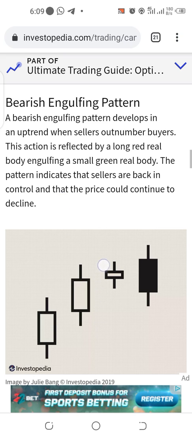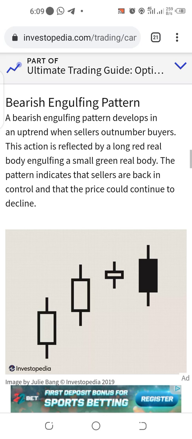It's saying that it has been in an uptrend. The first one there is bullish, and the second one is bullish. Then the next one is bullish, but the body is not much. It's saying that if the next candlestick opens above the body of this last one, and it closes below it, that means the body covers it all. That is a bearish engulfing pattern.